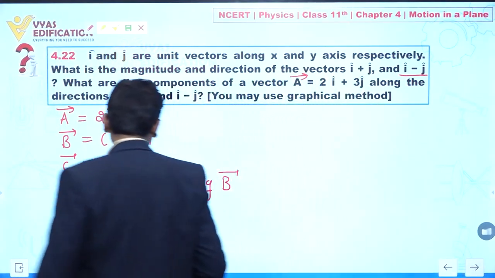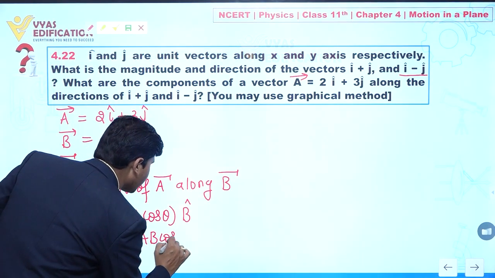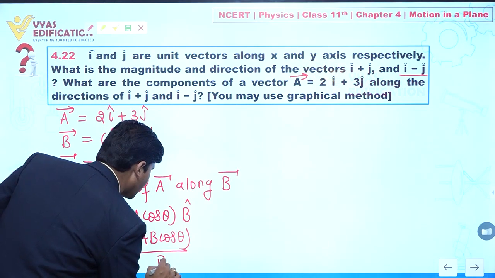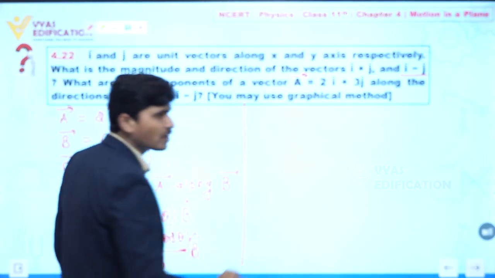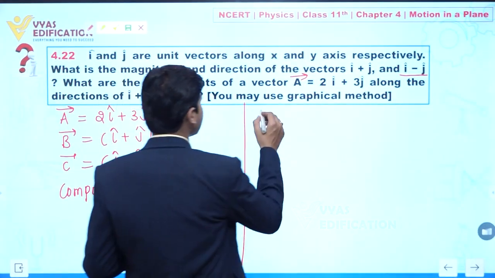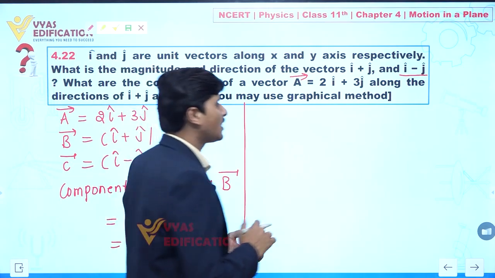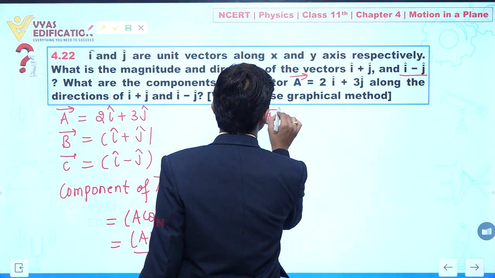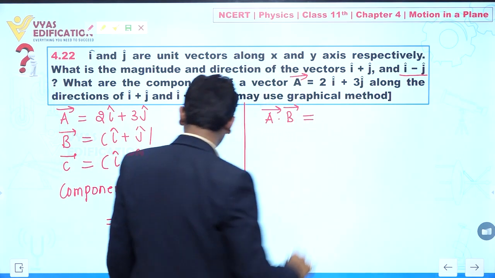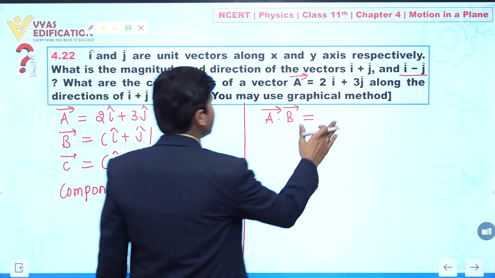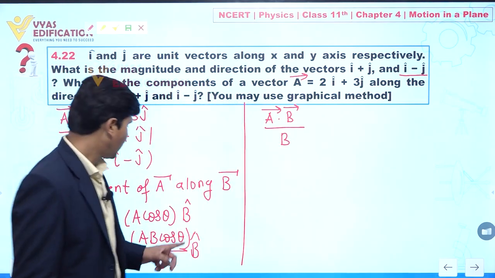Clear? We can also write it like this: AB cos theta divided by B, and here we have B cap. Clear? So, how can we find this component? AB cos theta is equal to what? This is A dot B. So we can say A dot B, divided by magnitude B, and B cap.